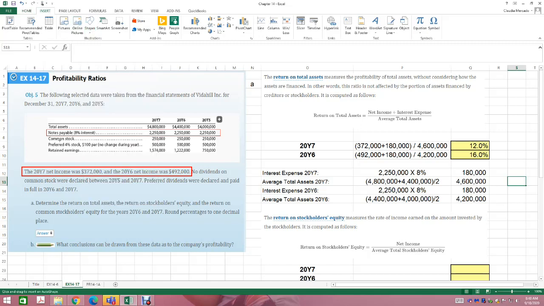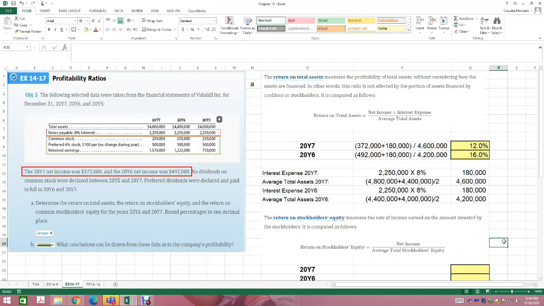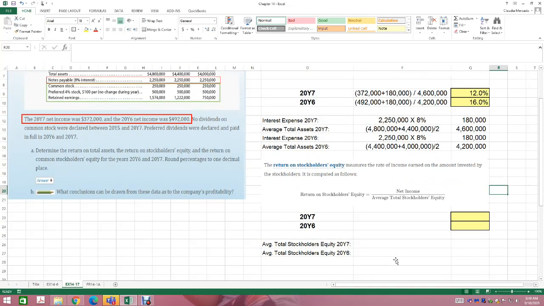These are the 3 components that we have to look at when we deal with stockholders' equity, just like when we prepare our statement of stockholders' equity, it's our retained earnings and our stock. In this case, we have common and preferred stock. So that is your total stockholders' equity, but they're asking for the average. Whenever they're asking for the average, we have to do a calculation to be able to calculate that average. So I'm going to do the calculation for my average total stockholders' equity for 20Y7.